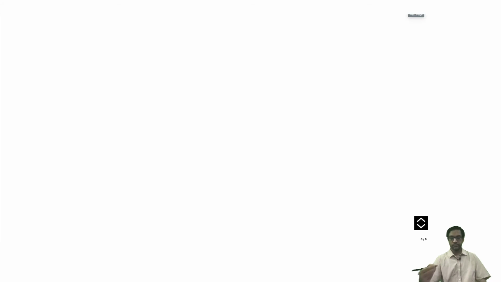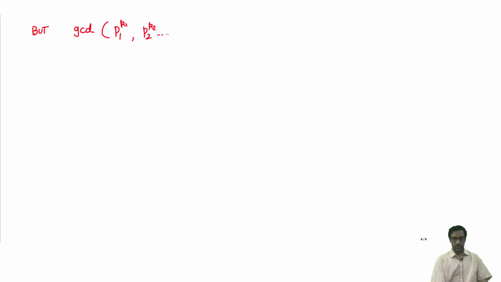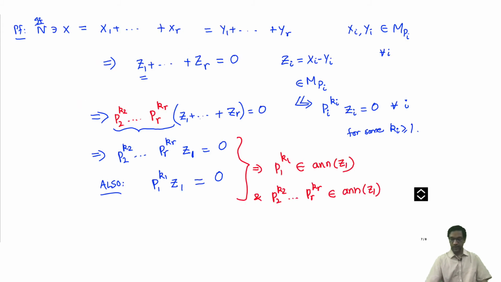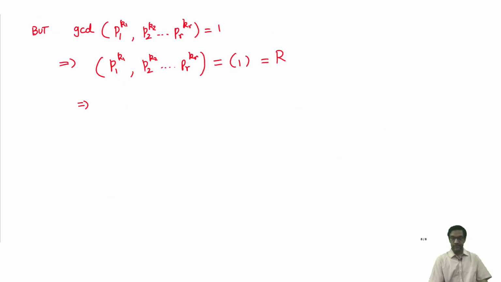If you recall from the lecture on PIDs and so on, the GCD of these two elements is 1, which means that the ideal generated by these two elements is just the whole ring, the ideal generated by 1. Okay, so what does that mean? Remember I've already said that p1 to the k1 belongs to the annihilator and this belongs to the annihilator, which means that the ideal generated by the two of them is a subset of the annihilator. But then that ideal is the whole ring R, which means that the ring R itself must be the annihilator, right?